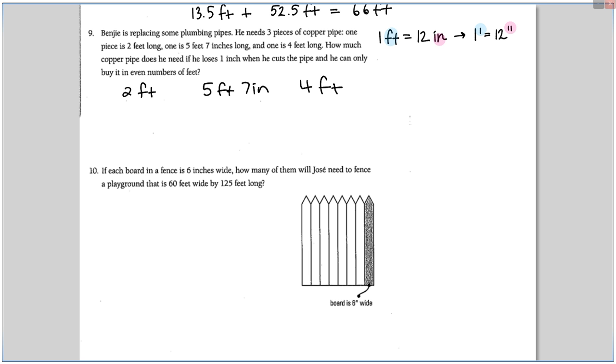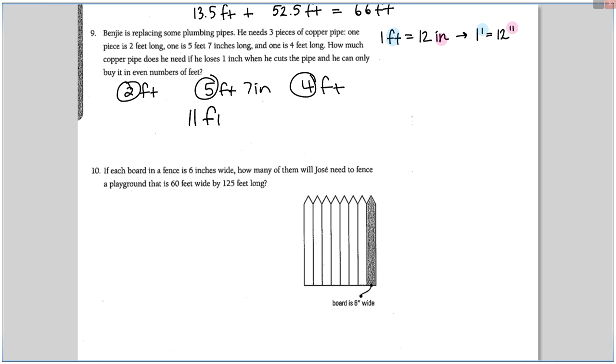Well, if you add all this up, 2, 5, and 4, you can only add the feet with the feet, so 2 and 5 and 4 makes 11 feet and 7 inches. It's important to know that you can't just add the 7 inches to the 2, 5, and the 4, because they're different units. You can only add the same units. So basically, the guy needs 11 feet 7 inches of pipe.